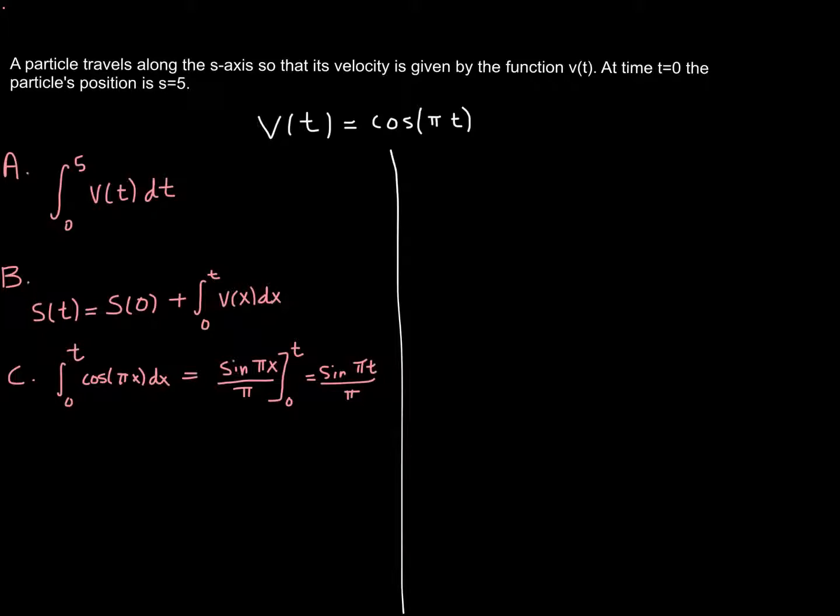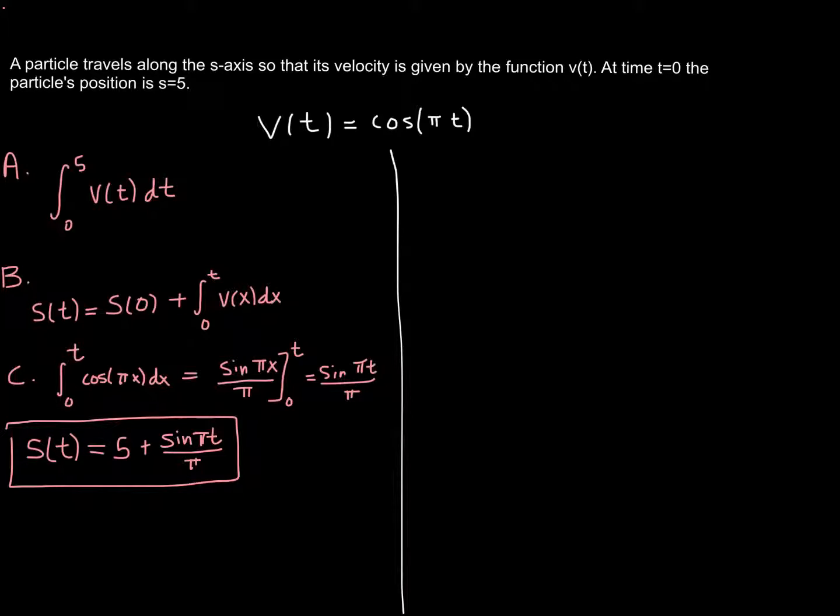Now, I know that s of 0 is the position of my particle at t equals 0, and this, of course, is 5. So this allows me to write my position function as 5 plus sine of pi t over pi. Right? And this is wonderful because now I can find the position at any time t.